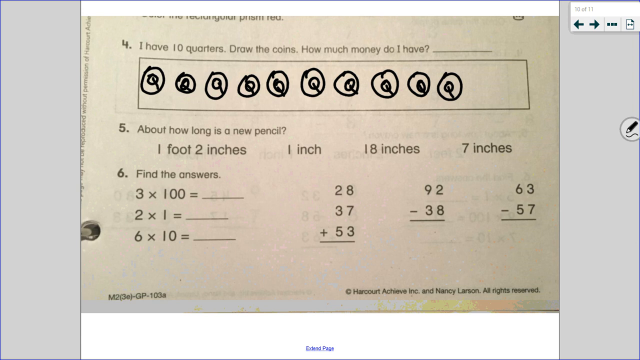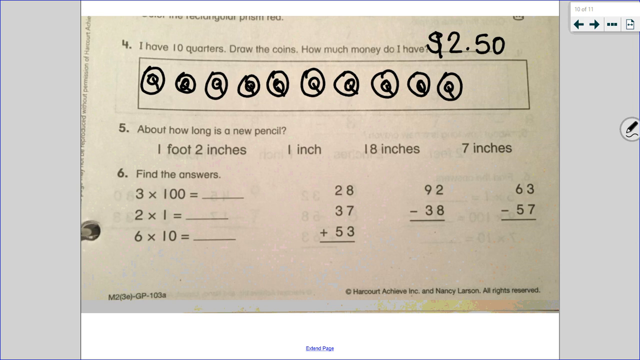So it says, how much money do I have? What is my total? What am I going to skip count, guys, if I'm counting quarters? I'm going to skip count by 25. Very good. 25, 50, 75, $1, $1.25, $1.50, $1.75, $2, $2.25, $2.50. So I'm going to use that $2.50. Great job.